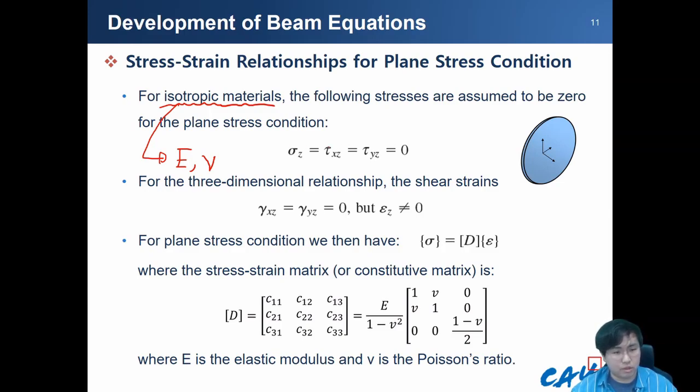Also in the plane stress concept, we are going to handle a very thin solid structure. All stress values related to the z direction are equal to 0, or negligible. But remember, the shear strains are equal to 0, but the z direction strain value is not equal to 0. So they have some specific values here. However, please skip the detail.